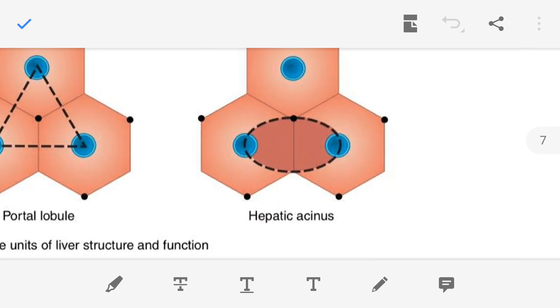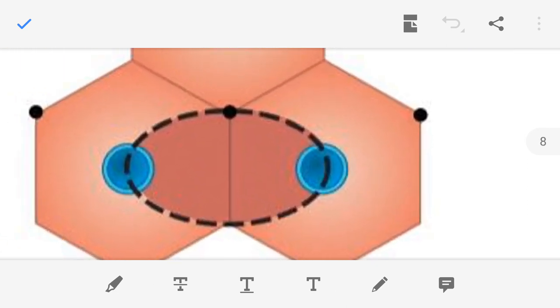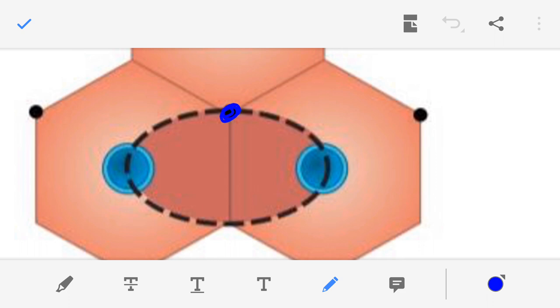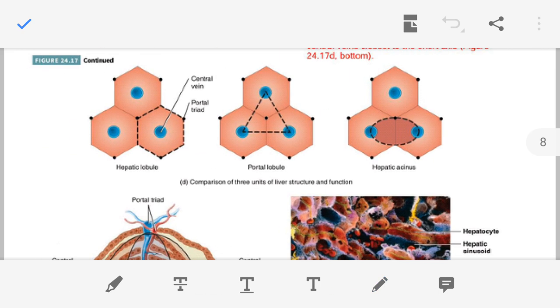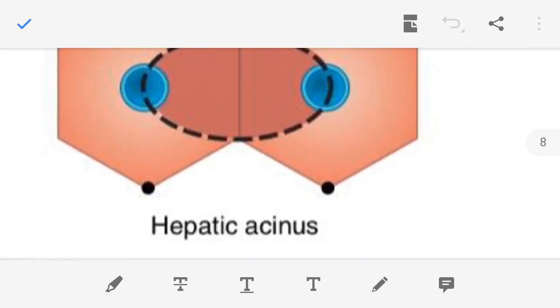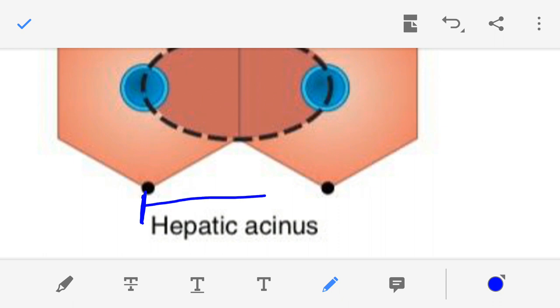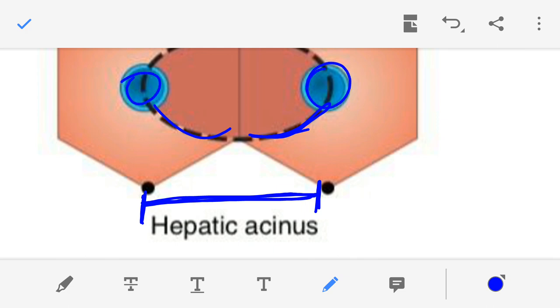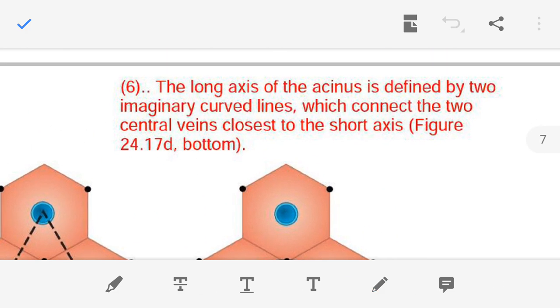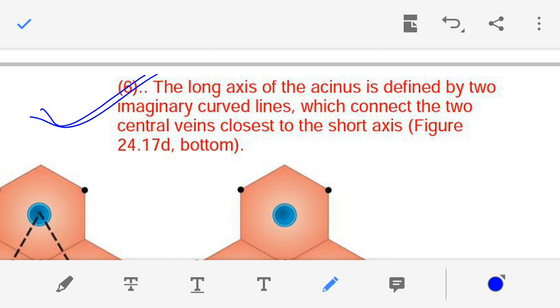Now where is the short axis? So this is the portal triad, and here these are the branches of the portal triad. So this is the short axis, okay? And here, over here, this distance, okay, this part, this is the long axis, and these are the two curved lines they are talking about, and they are connecting the central veins. So in the 6th point, the long axis we have discussed.